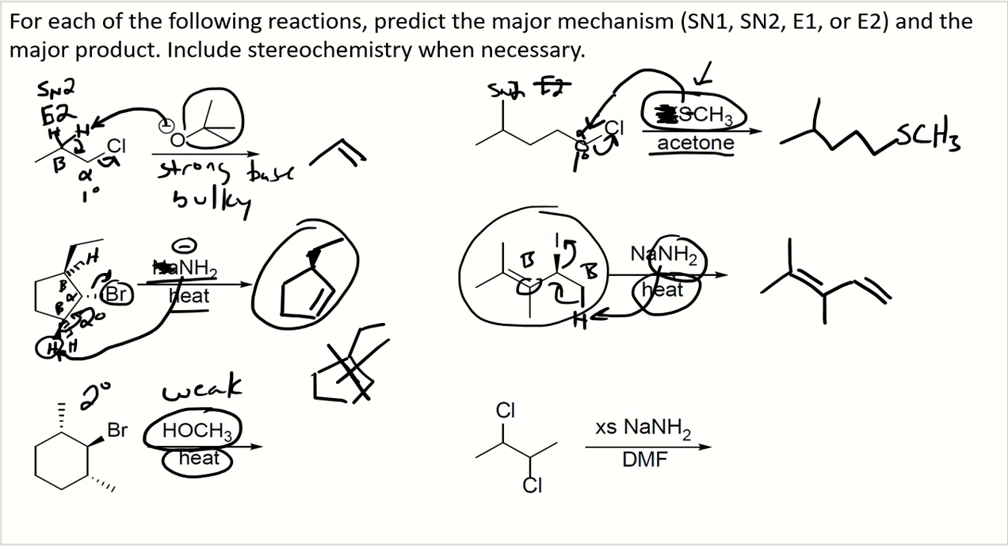Because we're adding heat, that's going to favor the E1. If I did not add heat, I would expect the substitution to occur, the SN1. But because we're adding heat, we're going to get the E1 elimination product. So initially what happens is we lose our leaving group to form a carbocation.